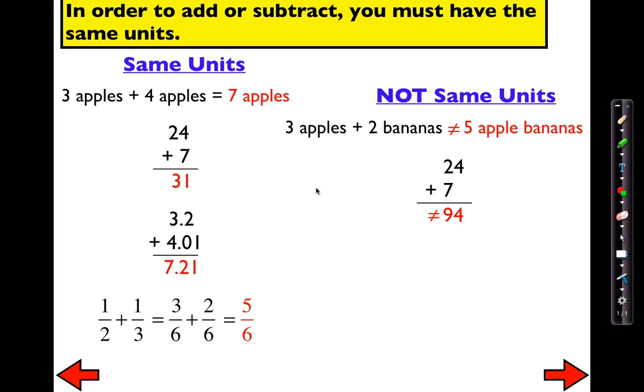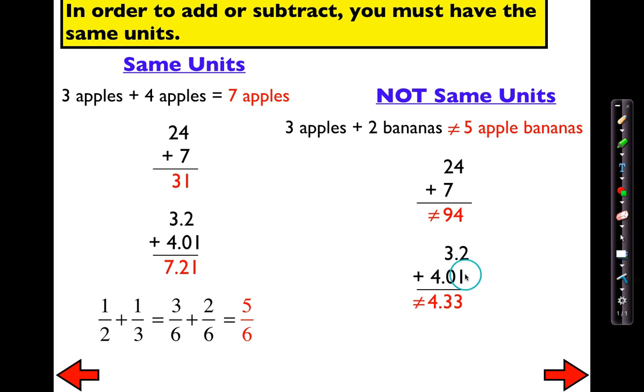Okay, and here, why is this wrong? This 2 is in the tens place. This 4 is in the ones place. This 7 is in the ones place. So it's in the incorrect spot. Therefore, they wouldn't be the same unit. So the 7 should be shifted here, aligned with the ones place.